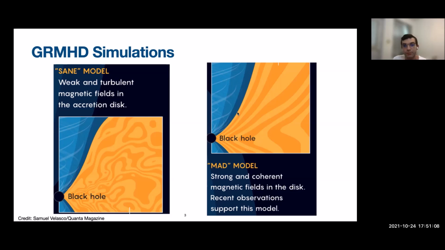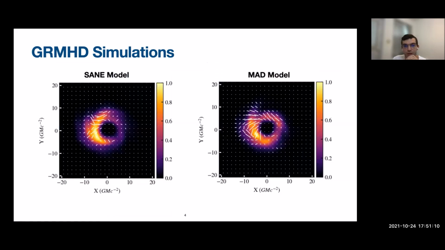In terms of the polarization that both of them produce, SANE models tend to produce very disordered polarization in the EVPA maps that we observe here, in those tick marks, while MAD models tend to produce very organized structures in the polarization. These are the types of images that we want to characterize and study, in order to reconstruct those tick marks that we observe in both types of models.